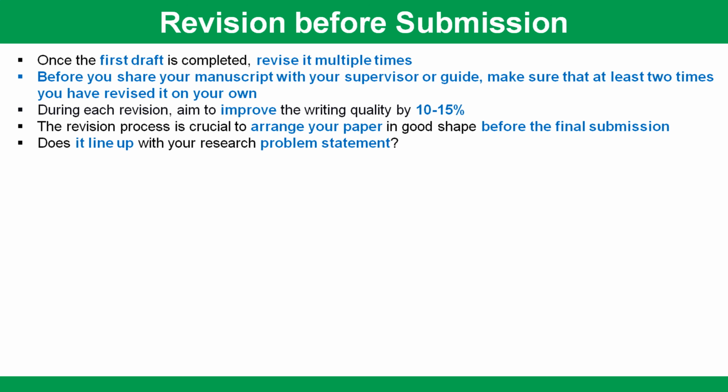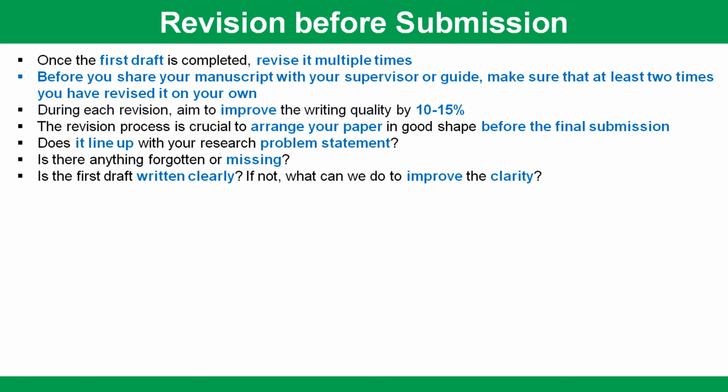Alignment with the research problem statement is essential. Ensure that the manuscript aligns with your research problem statement. Review the content to verify if it addresses the research problem effectively and stays focused on the main objectives. Check for completeness. Verify if any crucial information or elements are missing from the manuscript. Review the content comprehensively to ensure all relevant aspects of the research are adequately addressed.